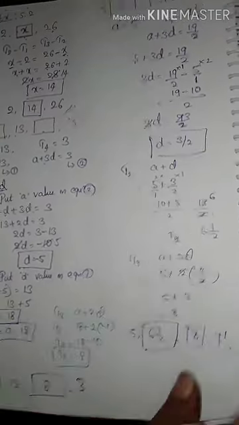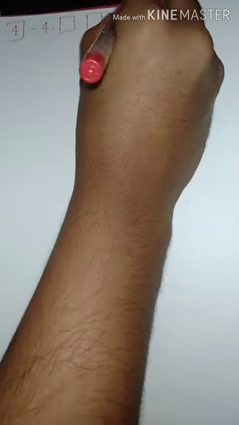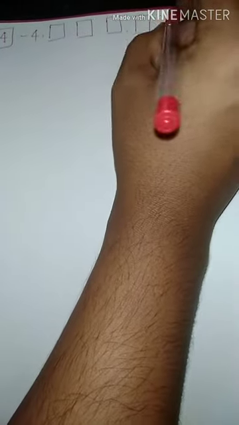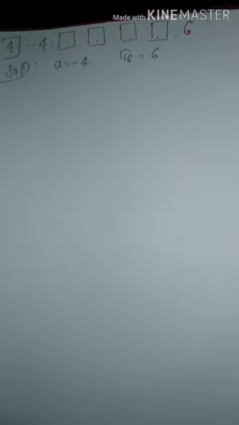And next, the fourth example: minus 4. The second term is missing, the third term is missing, the fourth term is missing, the fifth term is also missing, and the last sixth term is 6. Yes, see here. Solution. The first term given is a equal to minus 4, and the last term t6 is equal to 6.